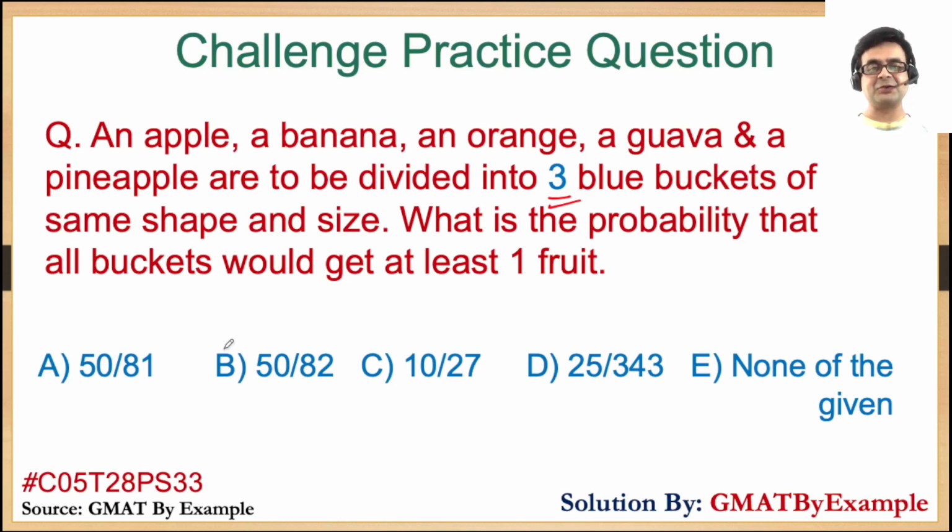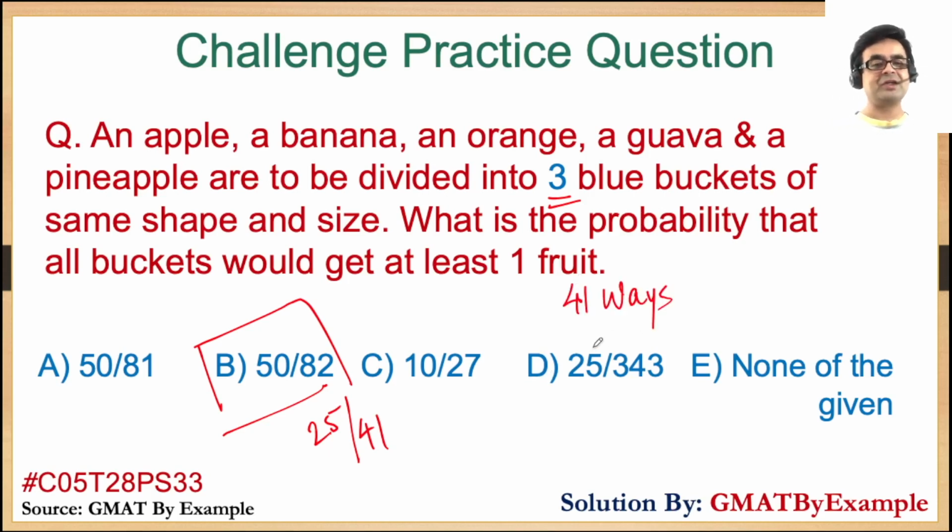And the correct answer to this question is B, 50 by 82, which is actually 25 divided by 41. What you will get is 41 total ways and 25 ways of distributing the fruit so that each bucket gets at least 1 fruit.